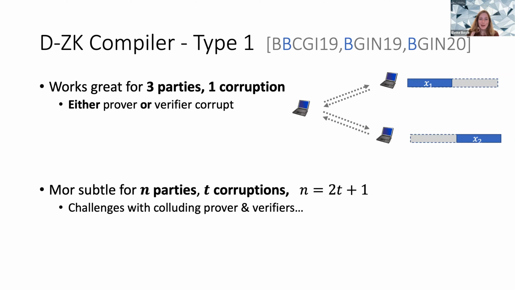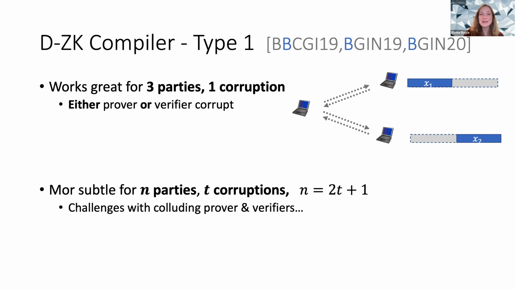Turns out that if you have n parties and t corruptions, so as long as I'm maintaining here this is honest majority, like a strict honest majority, but it's more than 1 corruption, then things become a little bit more tricky. And the reason is because you now have this issue where if a prover could potentially collude with verifiers, you need to make sure that you have this robustness of encoding of the statement of the input X. And this ends up taking a little bit of work.